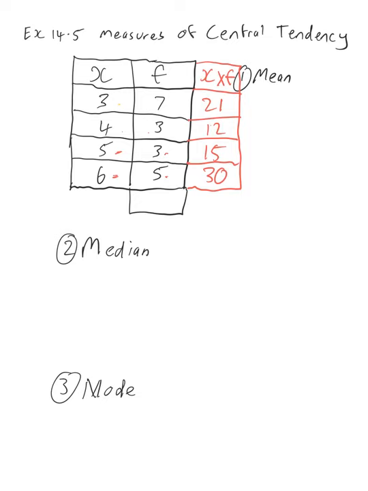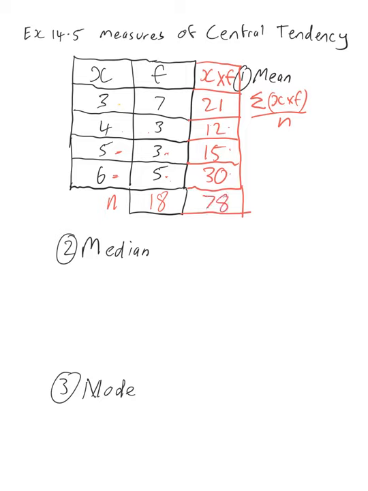Okay, now to work out the mean, what we need to do is apply the formula. That means sum of X times F divided by n, okay, which is the number of scores. So this is n here. How many scores altogether? There are 7 plus 3 plus 3 plus 5, and that is 18 scores, okay? And what do those 18 scores add up to? Here it is here. It's 21 plus 12 plus 15 plus 30, which is 78, okay?